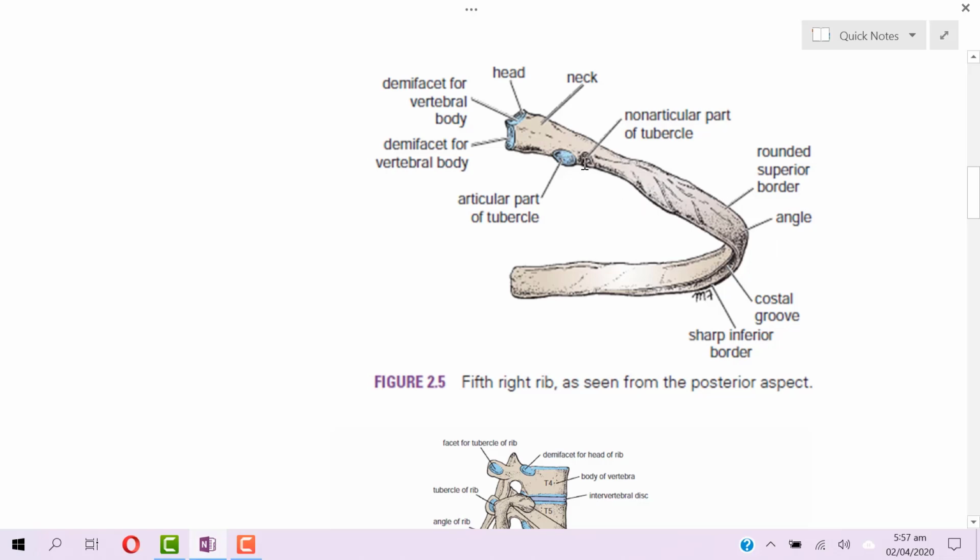Now, 5 centimeters lateral to the tubercle, there is an angle. This is the twist of the shaft. This twisting is also very important in typical ribs. This is called the angle. You can see the costal groove on the inside of the angle also.